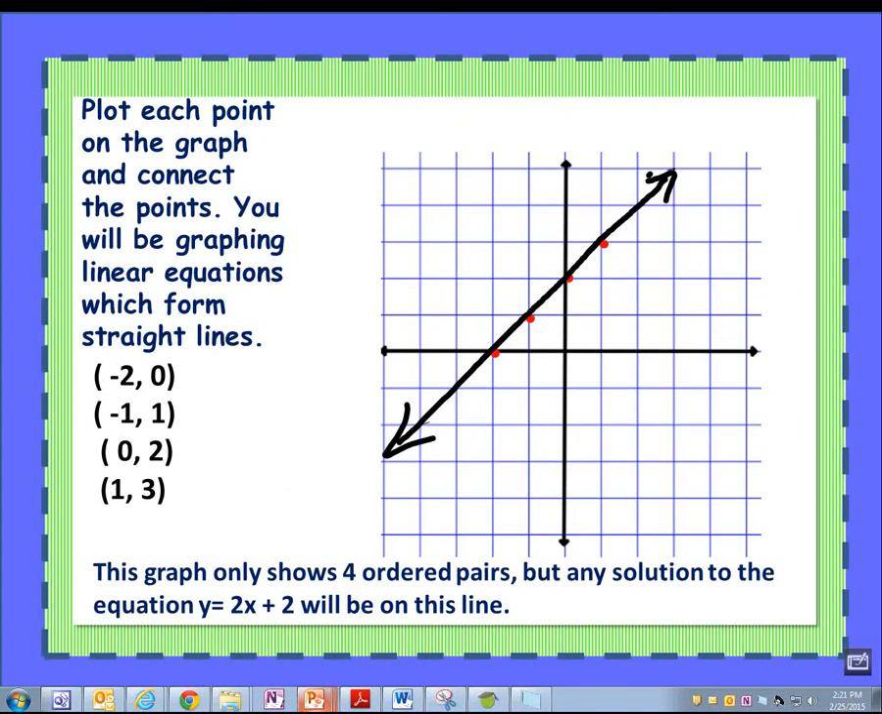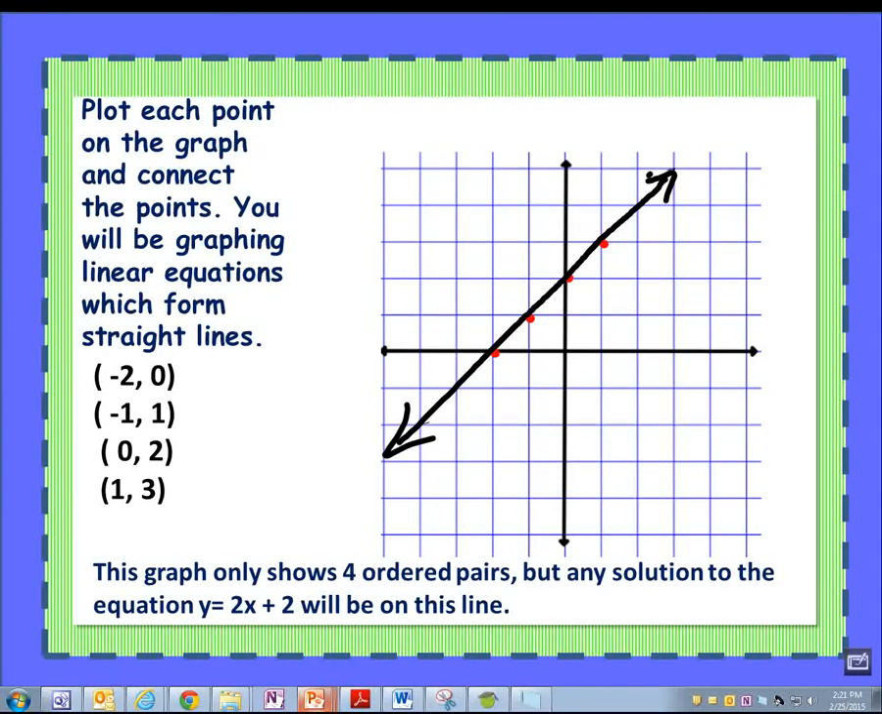So, what numbers don't work for the value of x to fall on that line? None. Everything works. You put in any value of x and it'll fall on that line.